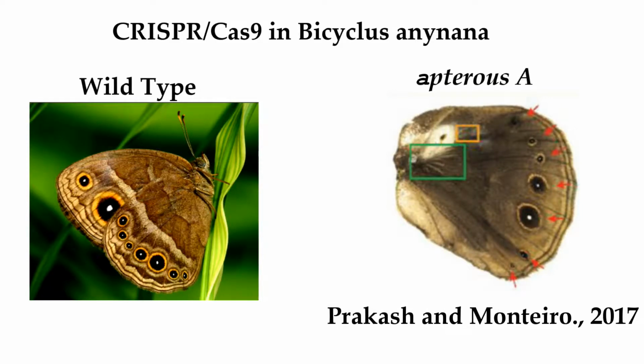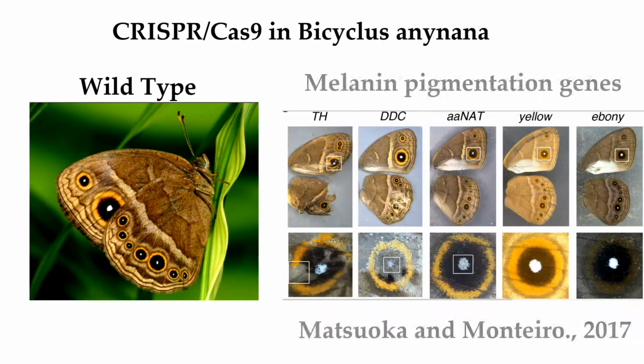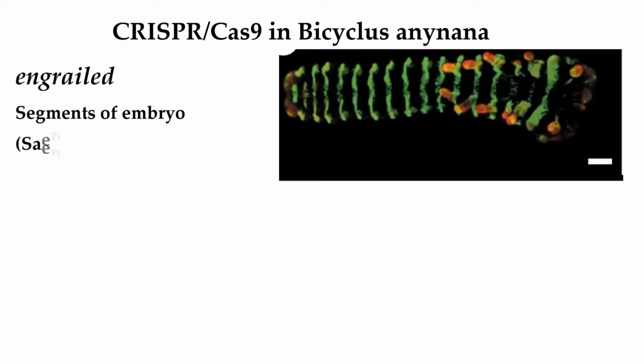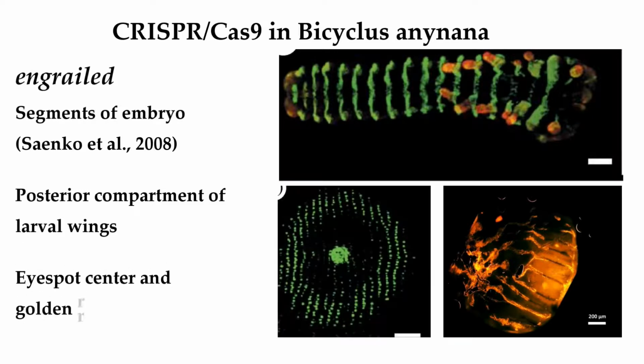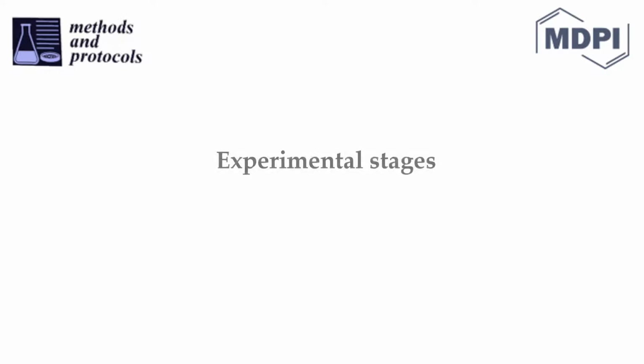In our lab using CRISPR-Cas9, we have successfully knocked out limb and eyespot gene Distal-less, wing selector gene Apterous A, and genes associated with melanin pigmentation. In this video, we are going to describe the protocol using the gene engrailed, which is expressed in segments of embryo, posterior compartment of larval wings, in eyespot center, and the golden ring surrounding it.